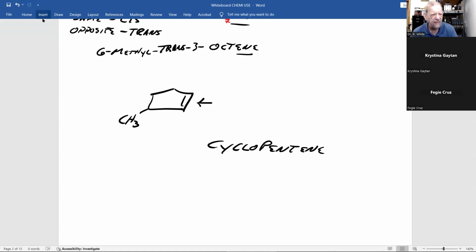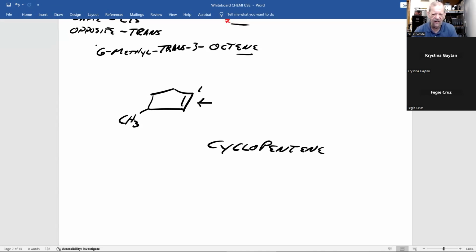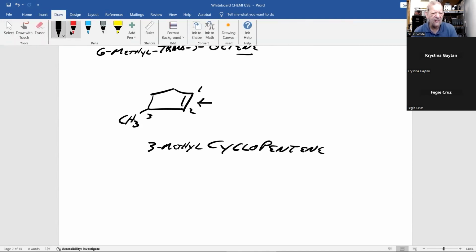Now, when you number it, one of the carbons of the double bond has to be 1, the other 2, and you number it in such a way that it has the alkyl groups with the lowest number. So if I start 1, 2, 3, you don't need a number here because one of the carbons is always going to be 1, but this would be 3-methyl cyclopentene.